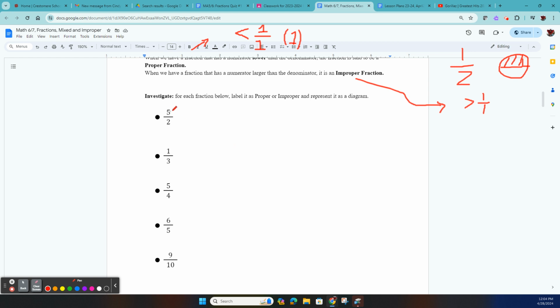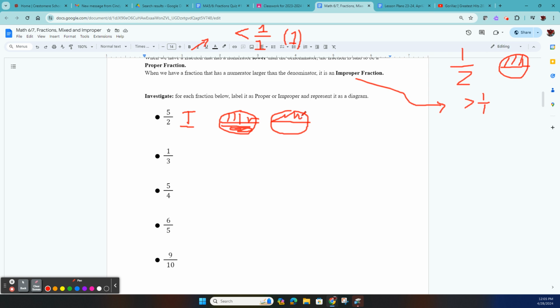Well, I can see the numerator is bigger than the denominator, so that's got to be improper. And then it wants me to do a diagram. Okay, I can do that. So halves. I need 5 of them. There's 1/2. Here's 2/2. Okay, I've got to keep going. Make another circle. I've got to have 5 halves.